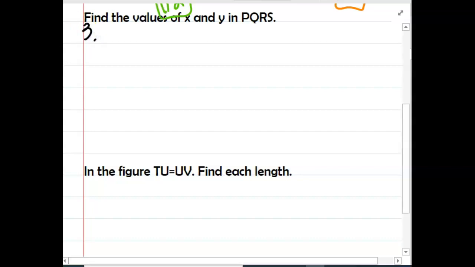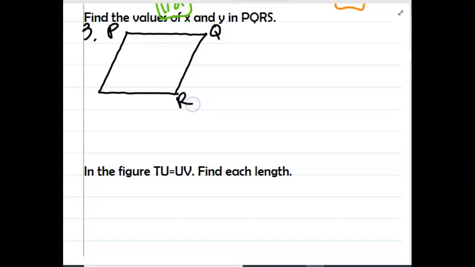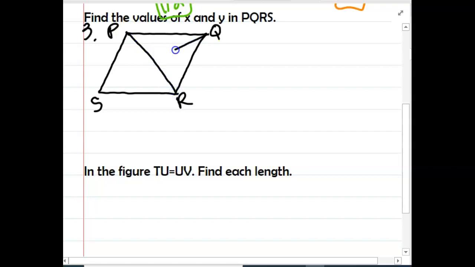Drawing a parallelogram PQRS. So we'll call the top left P, Q, R, S. And then we're actually going to draw the diagonals of this parallelogram. So we're going to connect P and R, and we're going to connect Q and S.